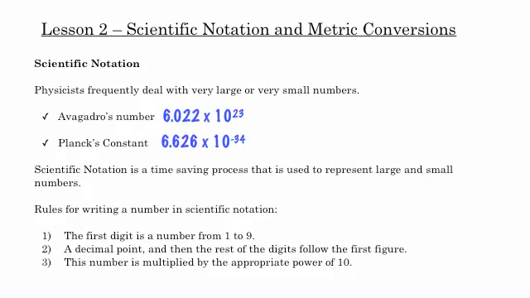So there are some specific rules that we use for writing scientific notation. The first digit is a number from 1 to 9. After that digit, a decimal point, and then the rest of the digits follow. So it's one number, a decimal point, and then the rest of your figures. This number then is multiplied by some appropriate power of 10.